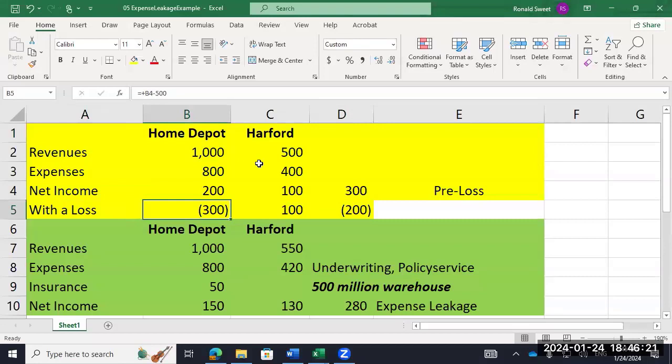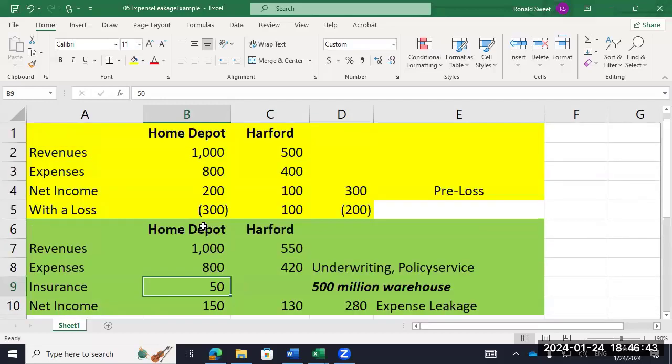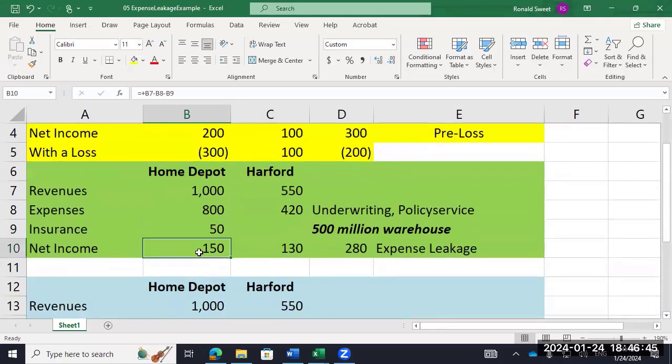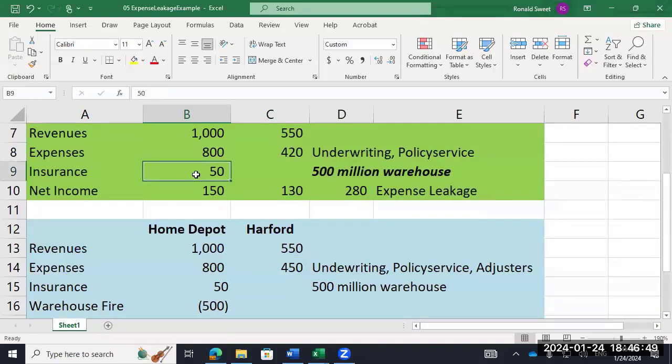But let's say Home Depot has a loss. We'll get into this. Let's come down here. All right, let's do this example. I'll come back to it. So what if Home Depot buys 50 of insurance? Their net income goes down 50, right? Everybody, you're ignoring taxes, right? See that? They made 200 before, but now they pay $50 for insurance, so now they only make 150.